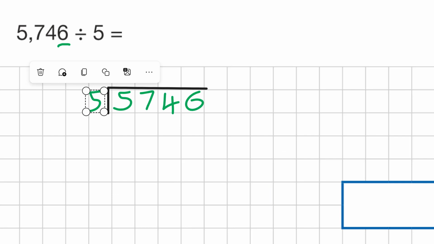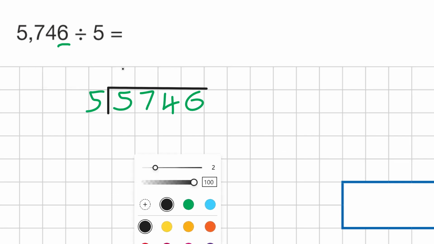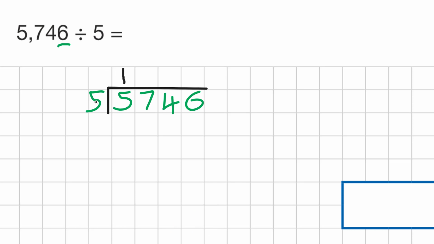I've just zoomed in to make it a bit clearer. Okay, so 5 into 5 goes once, nice and easy. 5 into 7 also goes once. There is a remainder this time of 2. So I put that there. 5 into 24 goes 4 times. 4 times 5 is 20, so there's a remainder of 4. And 5 into 46 goes 9 times. Now there is a remainder of 1, but we don't want to write remainder 1. We want to have a nice number to put in our answer box.